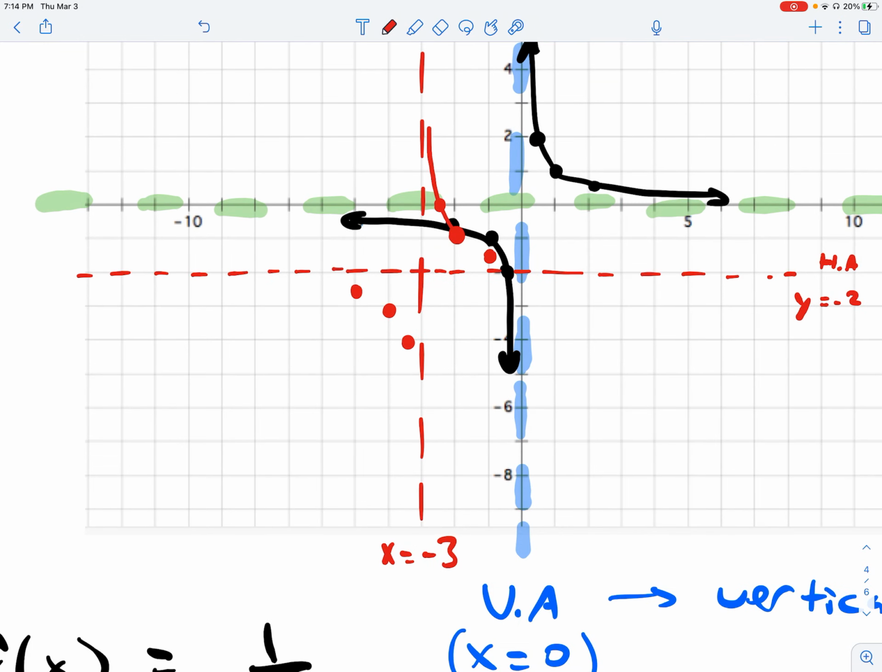Okay. And I can do the same thing. I can just make my graph hug through here. It's going to have the same shape. It just changed position. It moved to the left 3 units and it moved down 2 units. And that is the graph of g of x.